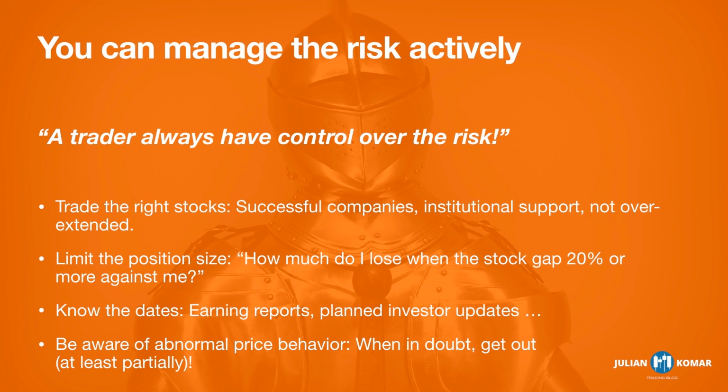And when we look at the risk management side, I came up with 4 points here. Trade the right stock. I talked about that one chart ago. So don't focus on stocks which have a higher risk. Focus on stocks where successful companies are in the background. Stocks which have institutional support, so they are liquid and institutions are interested in buying more and supporting the stock. And also do not buy extended stocks.